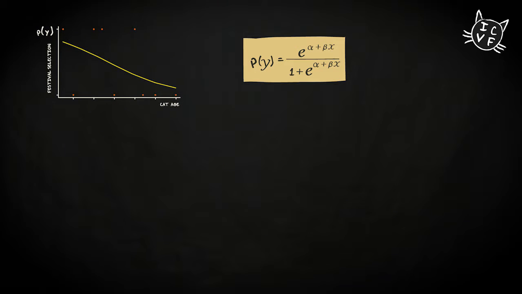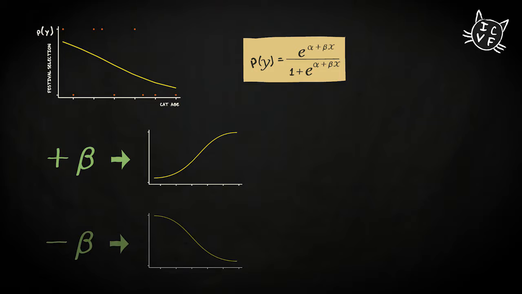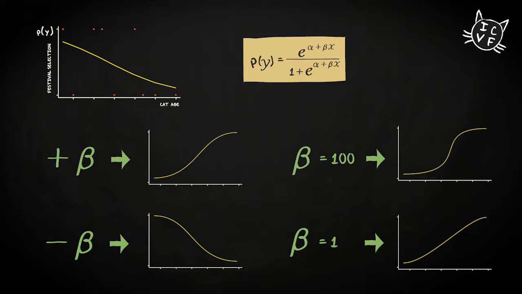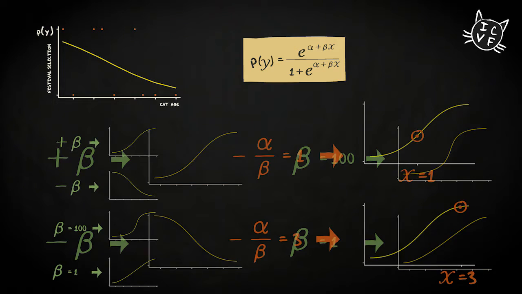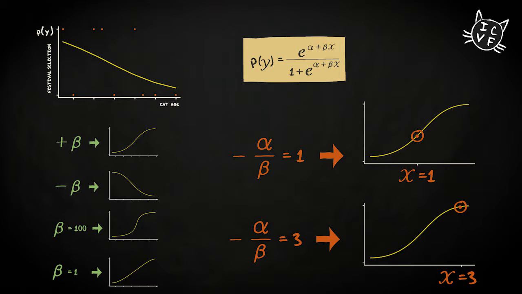Here's the equation at the population level. If beta is positive, the curve goes up. If beta is negative, the curve goes down. The size of beta determines the steepness of the curve. The horizontal location of the curve is determined by both alpha and beta. The value minus alpha divided by beta determines at what value of x the inflection point lies. This is where the predicted value is exactly 0.5.